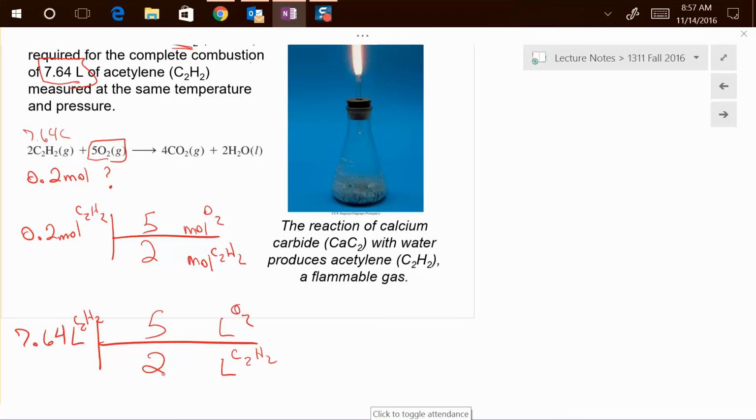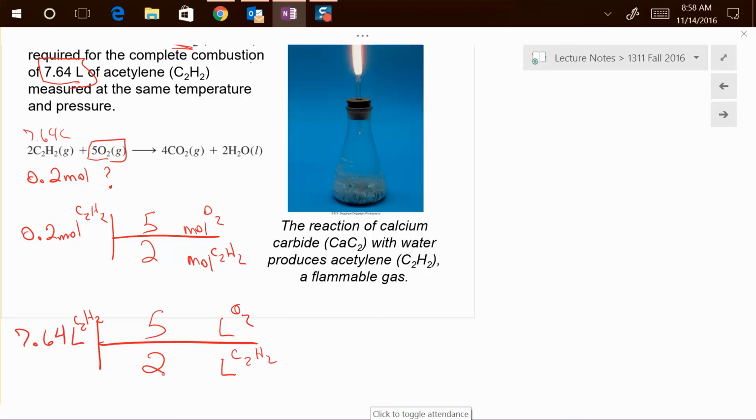So stoichiometrically, volumes and moles of gases work the same way. This has to be in gas. It has to be gases to be able to do this, because gases are the only things that relate to the volume in this way. Moles and liters can be equivalent in that way.